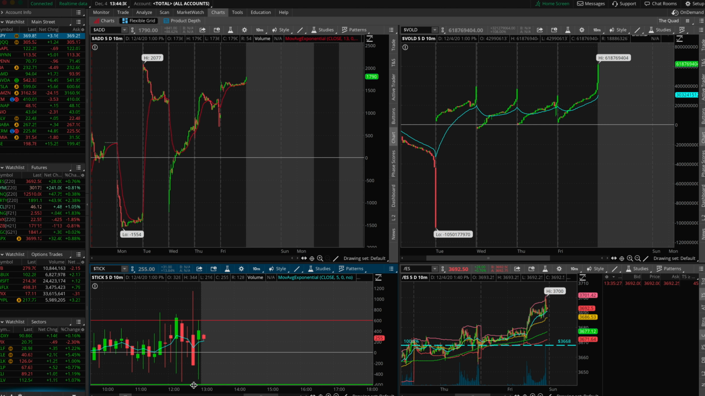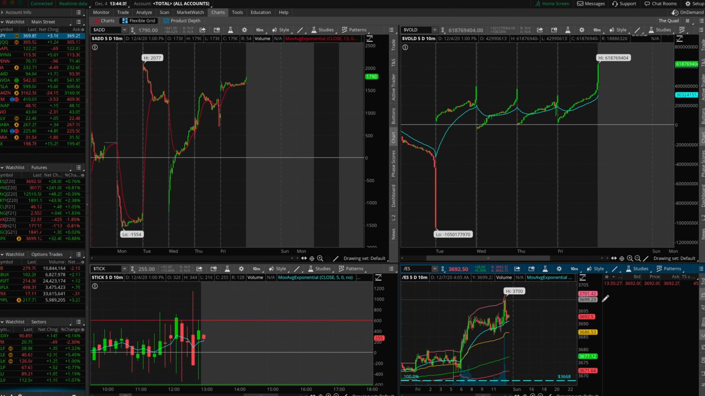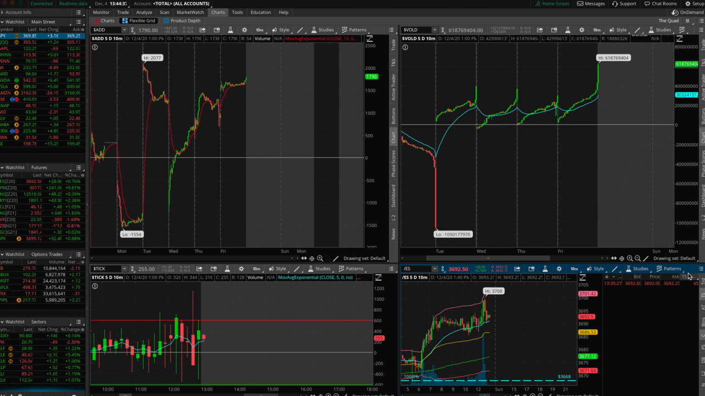If we're pushing down really hard, you can take a long. And then I have the ES here in the corner, and I have this set up. So this is time and sales. I have the price in the middle. You can customize it right there.